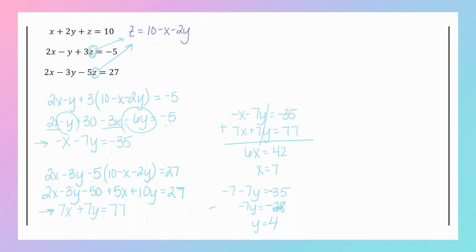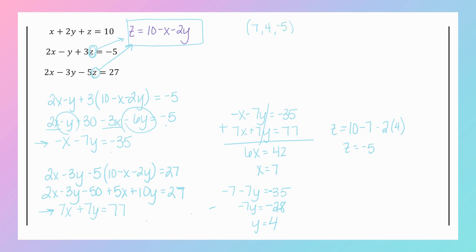Now I'm okay. So let me go back to my ordered triple here. I know the x, I know the y. Now I want to find the z. I'm going to go back to my manipulated equation, and I'm going to plug both my x and my y into that one to get my z, okay? So I'm going to take 10 minus x, which is 7, minus 2y, and y is 4, and I'm going to see what I get for z when I do that. So I have 10 minus 7 is 3, minus 8 is negative 5.